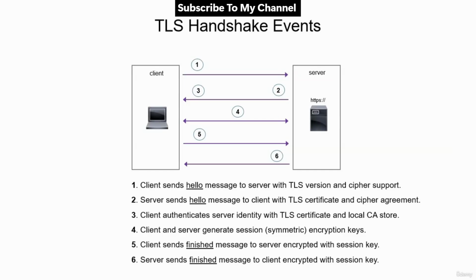So the client authenticates the server identity with the TLS certificate, and does that, like I said, based on the local CA store certificate that's integrated with Windows, for example. So the client and server will generate a session encryption key. It's symmetric. It means they both have the same key. And once they do that, the client will send a finish message to the server encrypted with a session key, and the server sends the finish message to the client encrypted with a session key. So they both have the session key, they know what it is, and they can encrypt and decrypt the data.